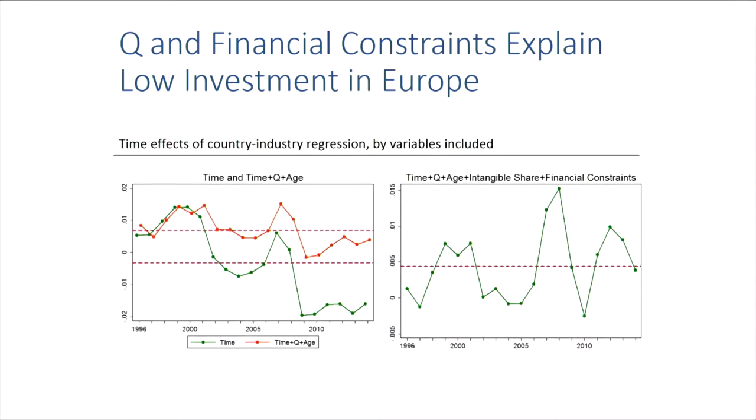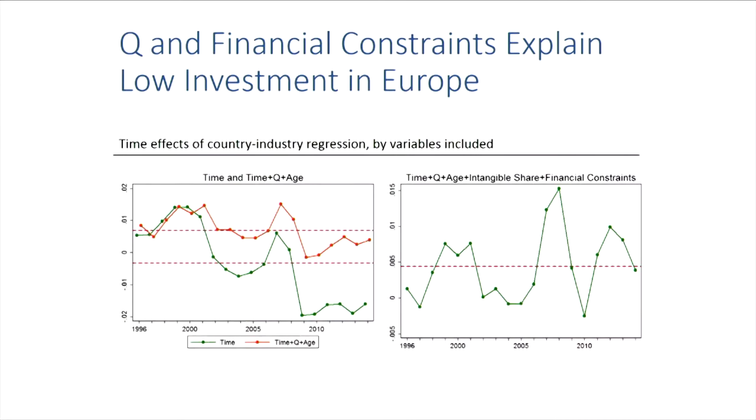So there is no obvious trend in the time effect anymore. If you add the intangible share and the financial constraint, which mostly hit in the GIPS, then the scale again is different, so this volatility is also reduced. But you can see there is absolutely no trend left. Okay? Or in other words, in Europe, I can explain investment at the firm level, at the industry level, at the country level for Europe as a whole with just the standard Tobin's Q and a measure of financial constraint.